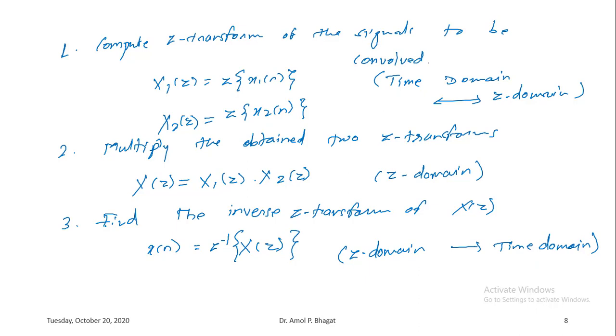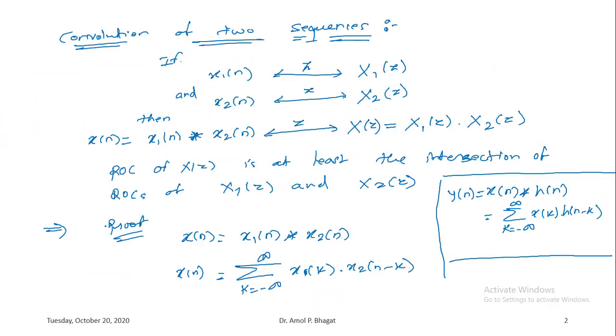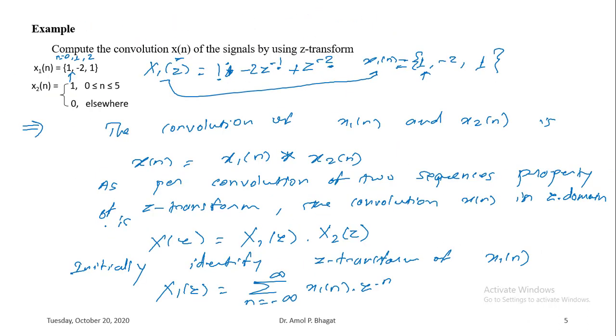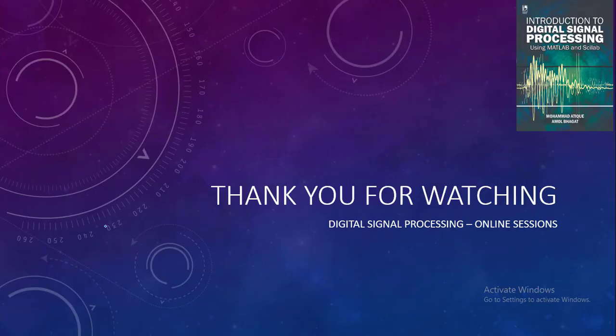If we identify the convolution by using Z transform, it is somewhat easier compared to the actual evaluation of the convolution summation. By using Z transform, we can reduce the number of computational operations involved in the computation of convolution of two sequences. So in today's session we discussed this convolution of two sequences property of Z transform. We also saw its proof, and one example where we identified the convolution by using the Z transform. In the next session we'll be discussing the correlation of two sequences property of Z transform. Thank you for joining this session.